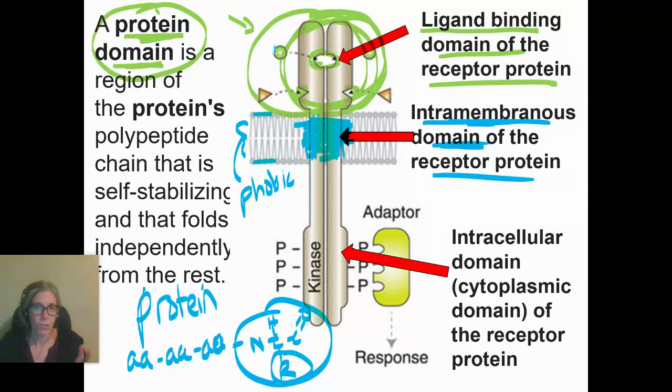So I don't mean the surface like outside the cell. I mean the surface of this part of the protein itself has to snuggle up next to the lipids here. So that part has to be hydrophobic as well. That part of the protein has to be hydrophobic.